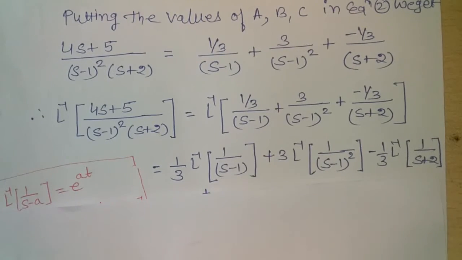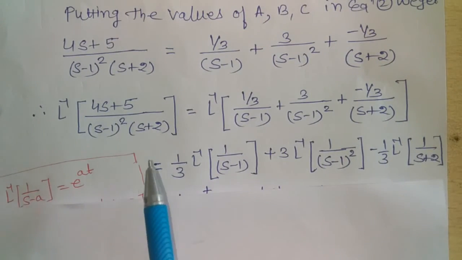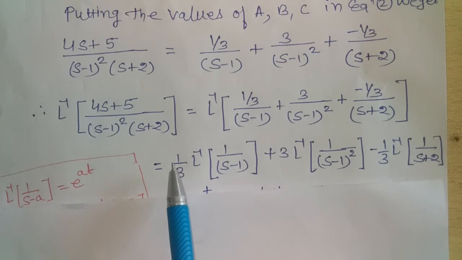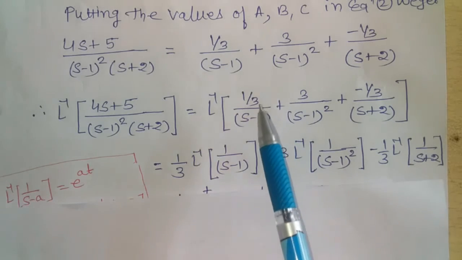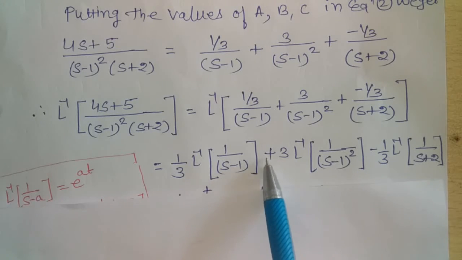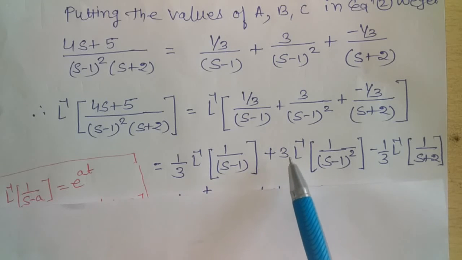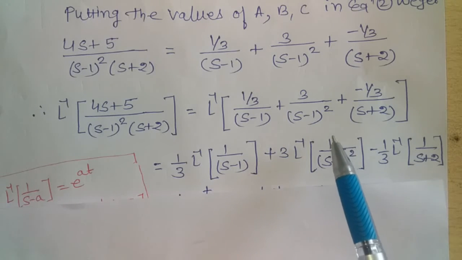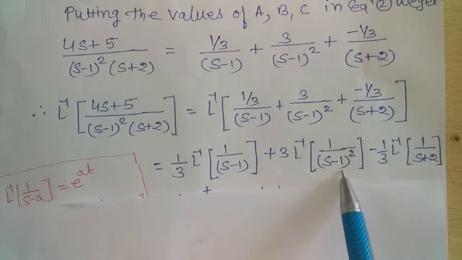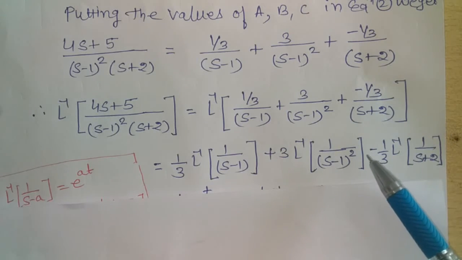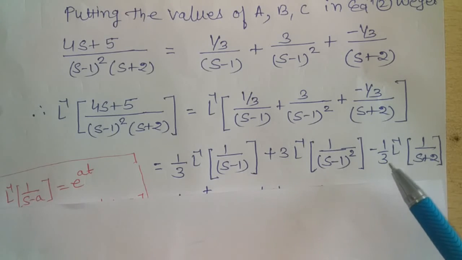inverse Laplace transform of the given expression equal to 1 by 3, a constant, so as it is a multiple term, into inverse Laplace transform of 1 upon (s minus 1), plus here 3 is a constant multiple, into inverse Laplace transform of 1 upon (s minus 1) whole square, plus here minus 1 by 3 is a constant, so as it is a multiple term, we get minus 1 by 3 into inverse Laplace transform of 1 upon (s plus 2).